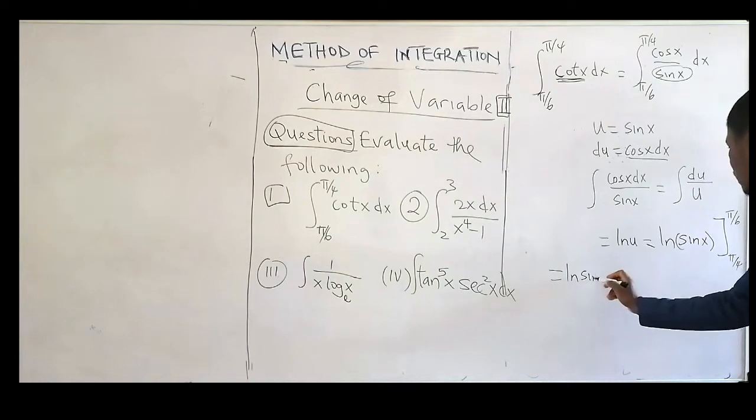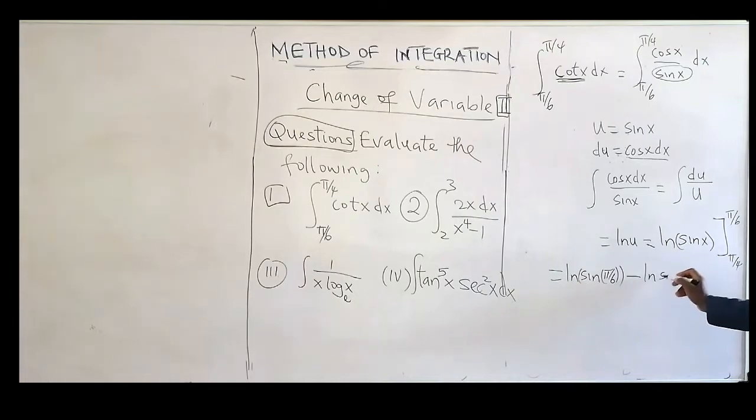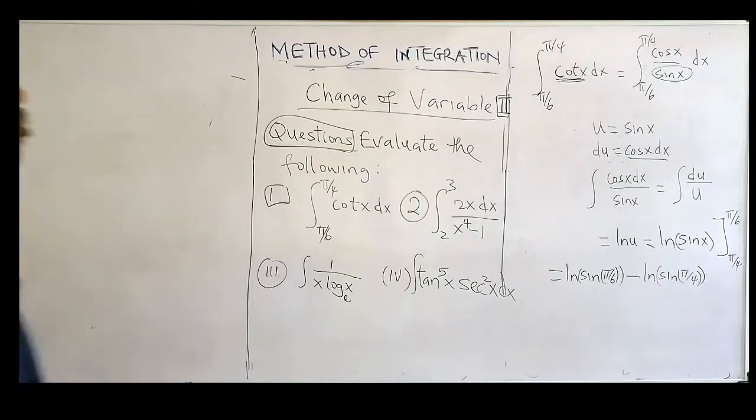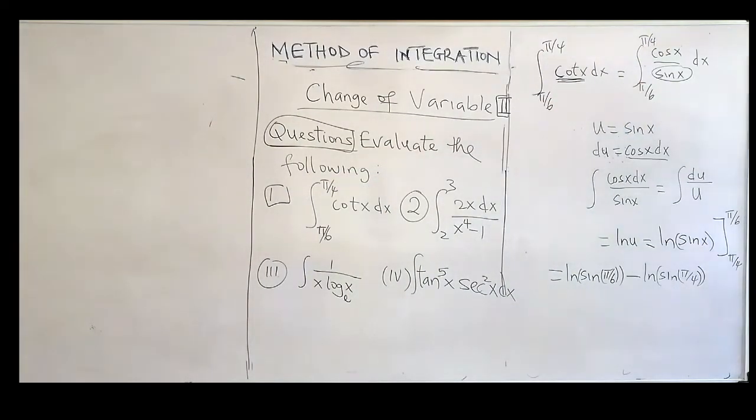Then you can substitute, which is equal to ln sine pi over 4, minus ln sine pi over 6. The calculator can do that for us, then we get our answer. And don't forget, when you have an indefinite integral, there will be plus c there; with a definite integral, a value is what you're going to get.